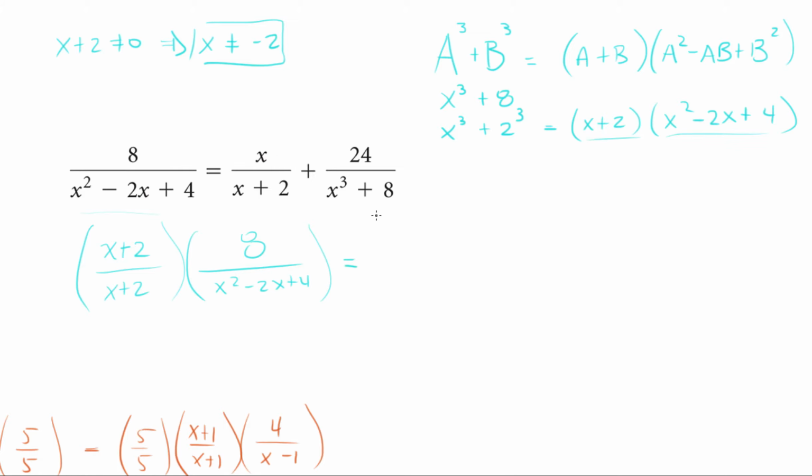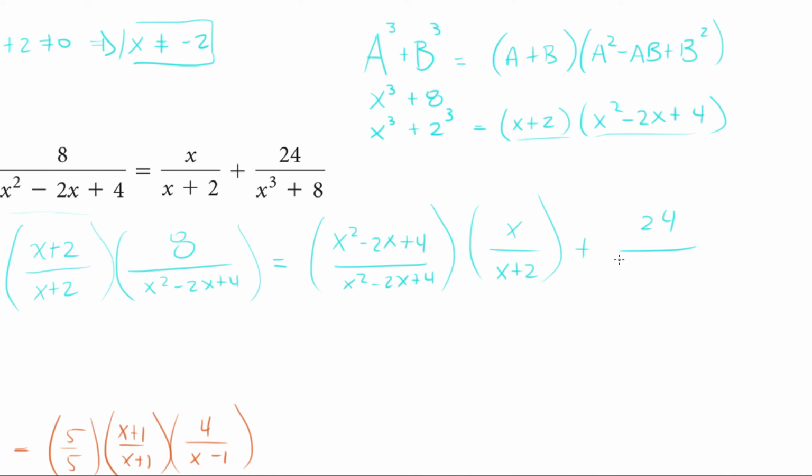On the first term on the right side, we need this entire expression. So x squared minus 2x plus 4 times x over x plus 2. And on the right side, we leave it alone because x cubed plus 8 is this entire expression. So I'm going to just rewrite it as that so we don't get confused.